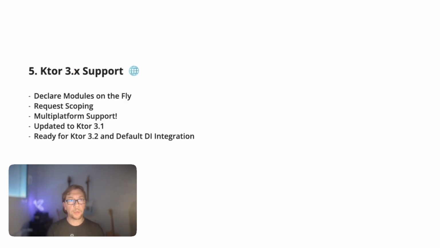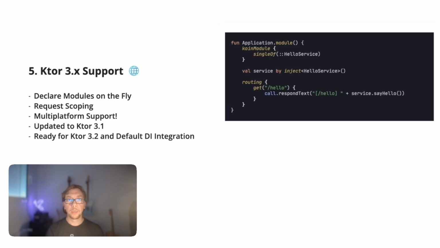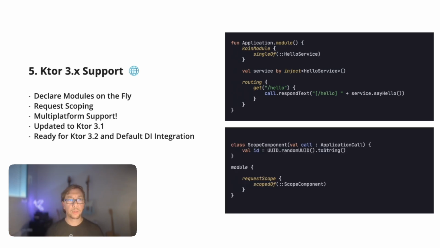Now let's talk about Ktor 3.x support. Koin is really embracing the new major version of Ktor and is updating to Ktor 3.1.3. You can now declare modules on the fly tied to Ktor modules, and then you can use Koin module to declare a module inside your Ktor module. You have also request scope, that is a scope archetype for Ktor to really work at the request level of your application and then inject application call, inject what you want inside your request and benefit from all of that.